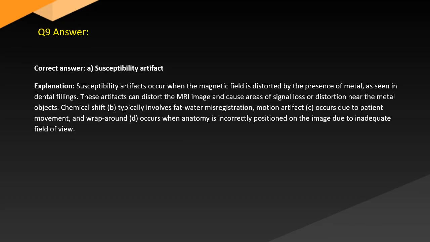Answer. Correct answer: A. Susceptibility artifact. Explanation. Susceptibility artifacts occur when the magnetic field is distorted by the presence of metal, as seen in dental fillings. These artifacts can distort the MRI image and cause areas of signal loss or distortion near the metal objects. Chemical shift (B) typically involves fat-water misregistration. Motion artifact (C) occurs due to patient movement, and wraparound (D) occurs when anatomy is incorrectly positioned on the image due to inadequate field of view.